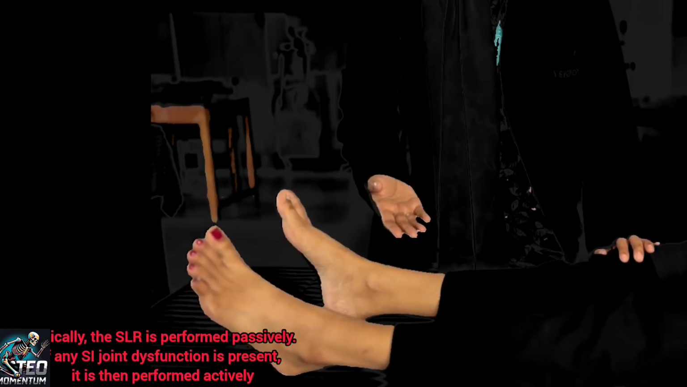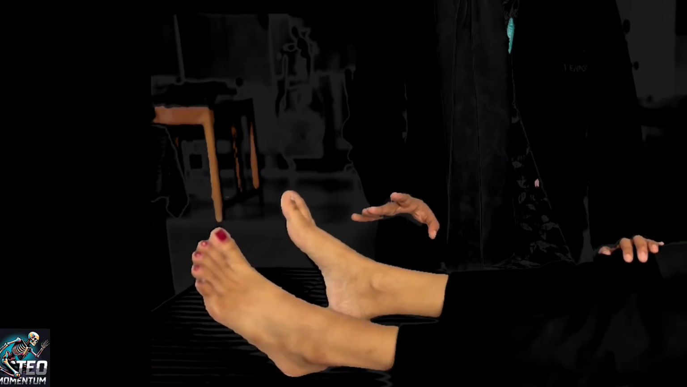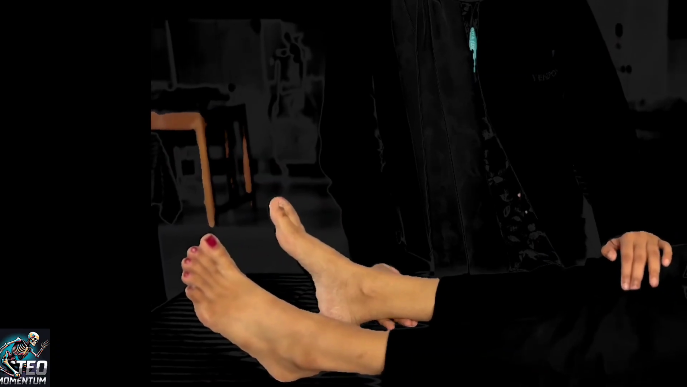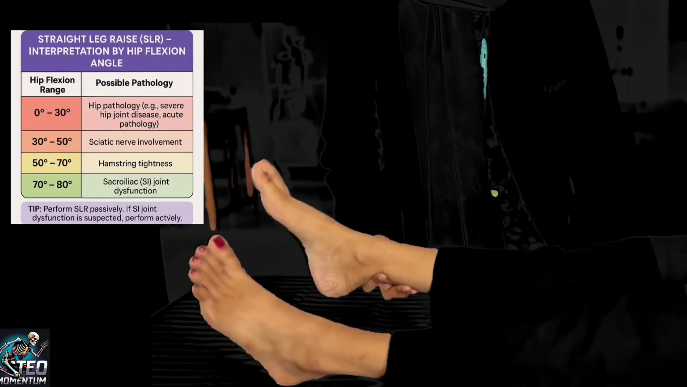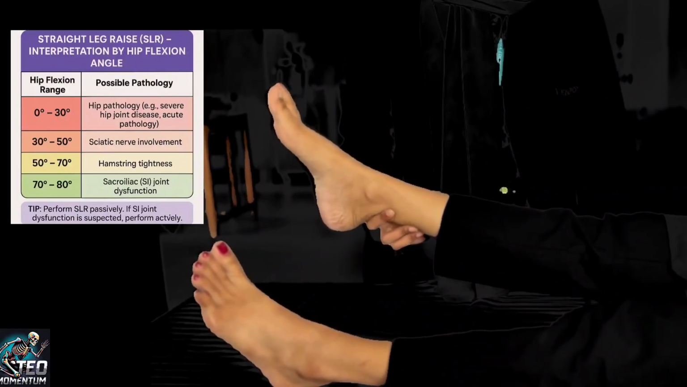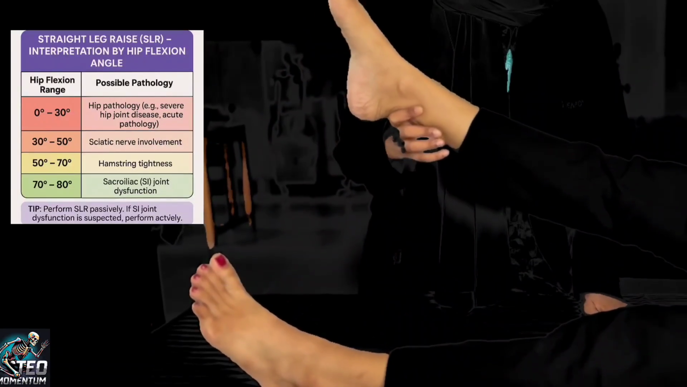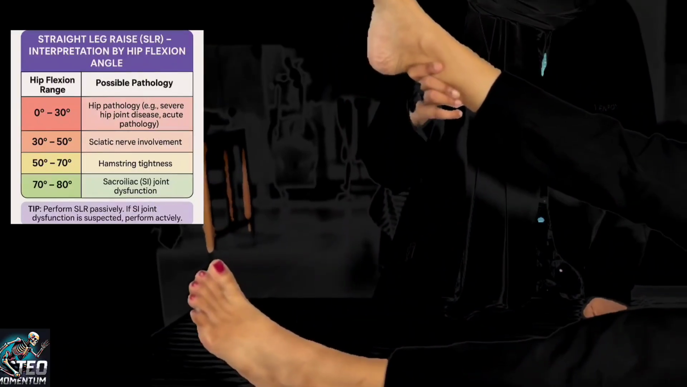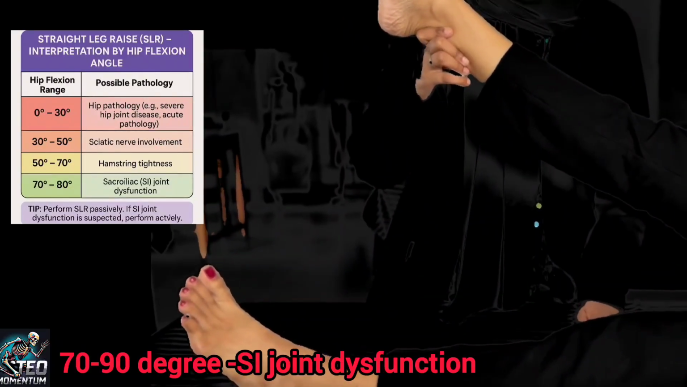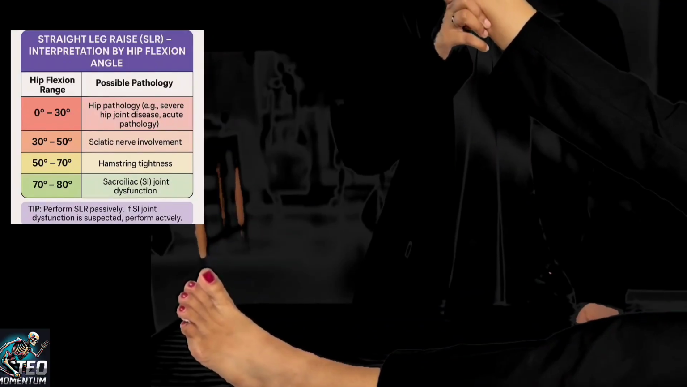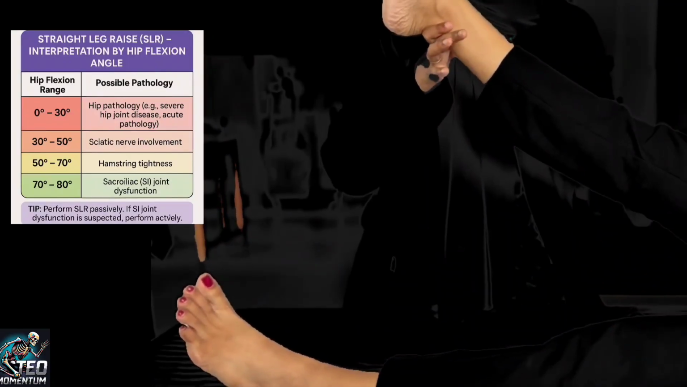While doing the SLR, if SI joint dysfunction is suspected, then it is done in an active manner to confirm SI joint dysfunction. While doing SLR, if the patient complains of pain between 0 to 30 degrees, it's related to hip pathology. 30 to 50 degrees, it's related to the sciatic nerve. 50 to 70 degrees, hamstring tightness. And 70 to 80 degrees, it's SI joint dysfunction.